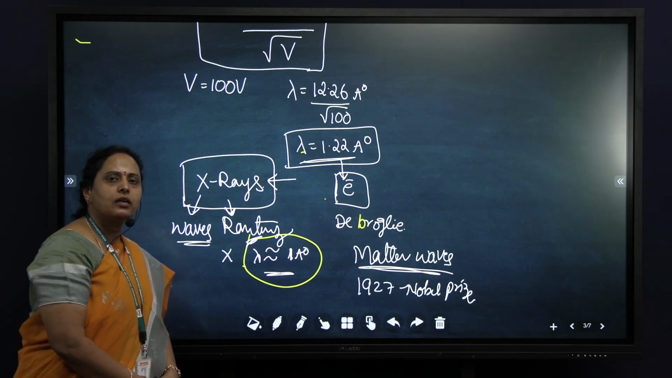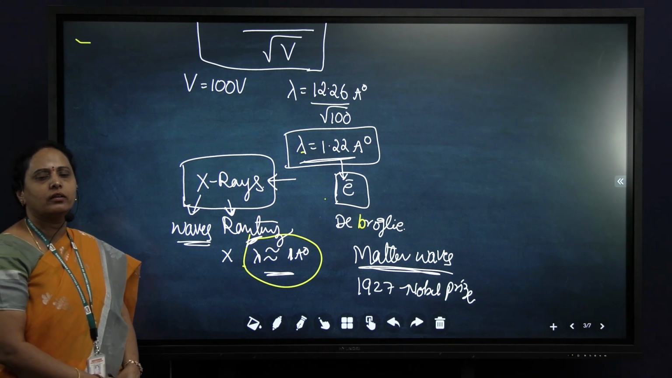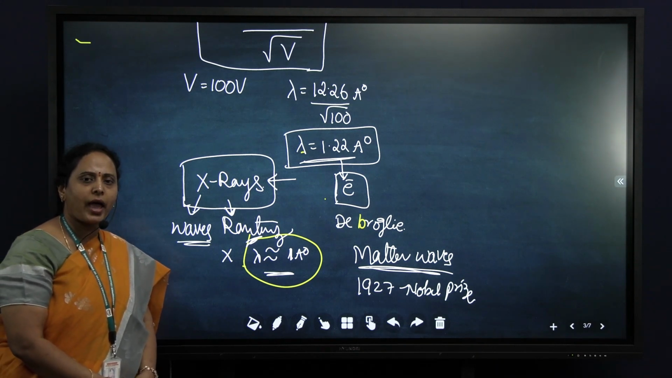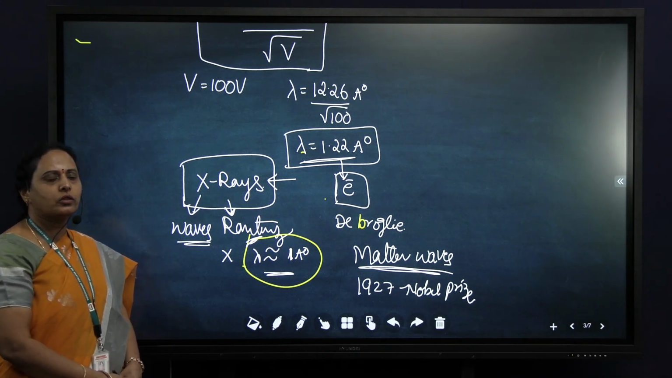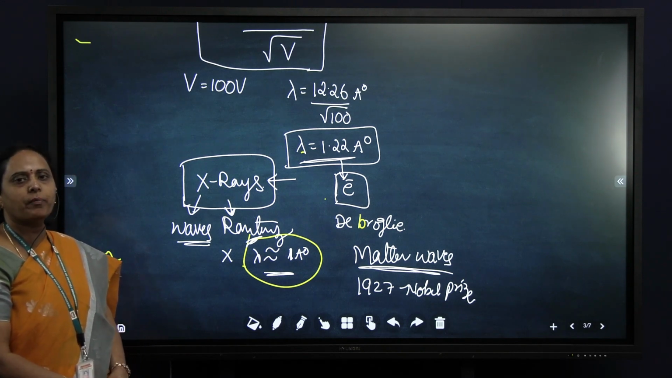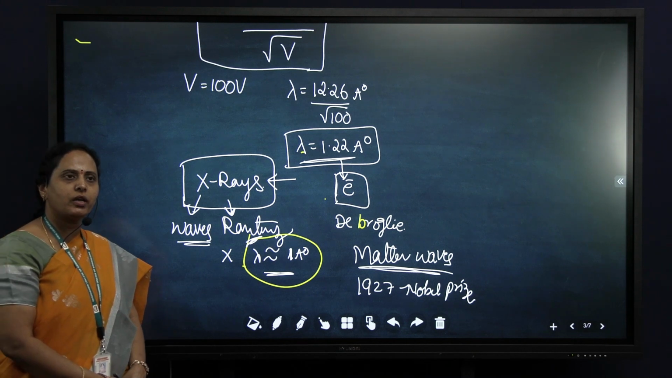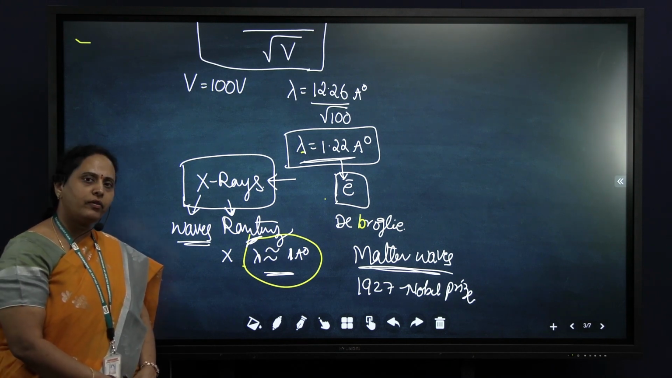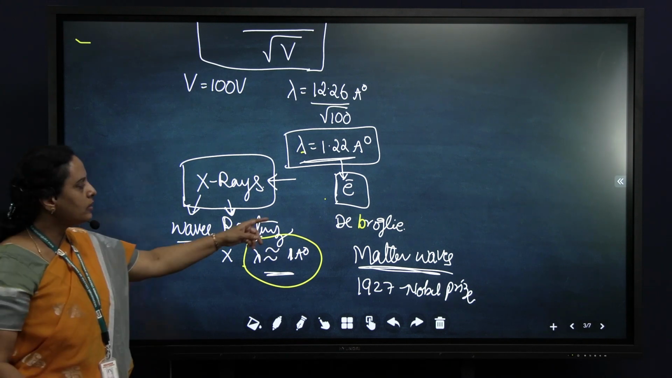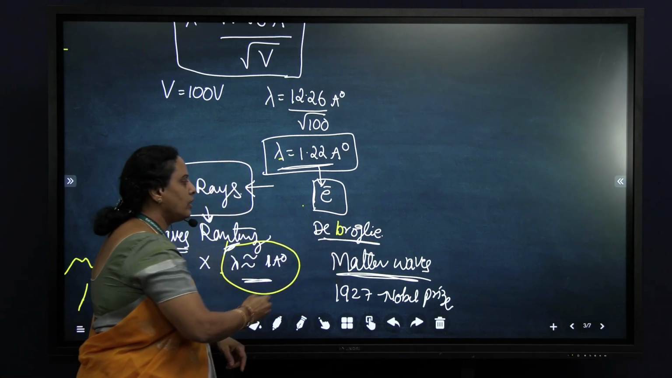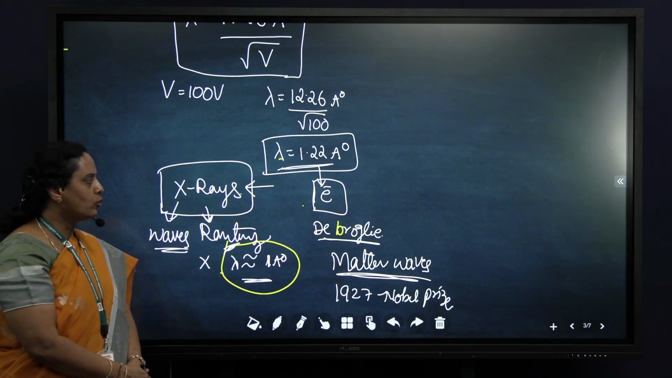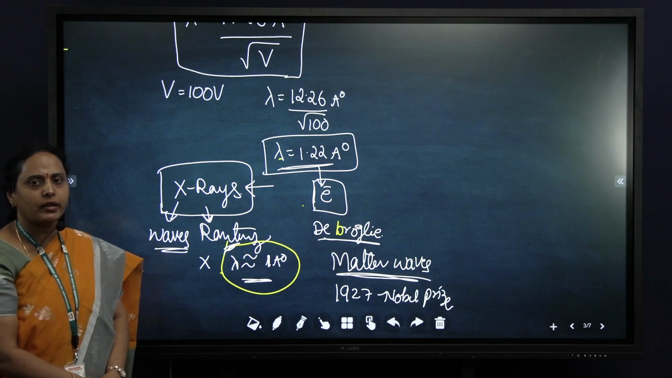Until and unless experimental proof is given, no one is going to accept the new waves. That experimental proof was given by other scientists known as Davisson and Germer and G.P. Thomson. That we'll discuss in the next class. But here the new waves have been discovered by de Broglie, and those waves are known as de Broglie's matter waves.